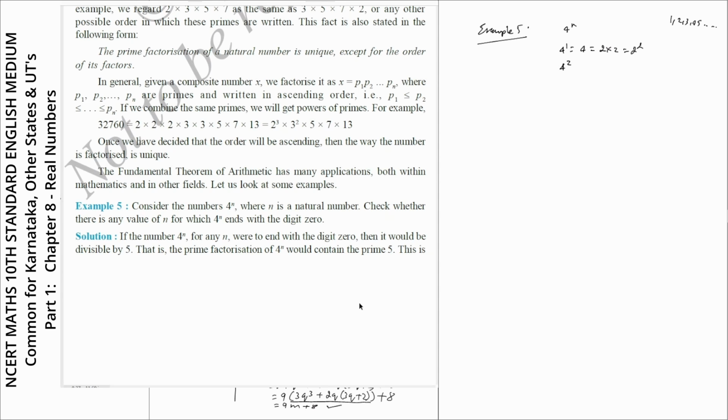Now what is 4 to the power of 2? 4 to the power of 2 is 16. 16 is equal to 2 into 2, 2 2s are 4, 4 2s are 8, then 8 2s are 16. So it becomes 2 to the power of 4.